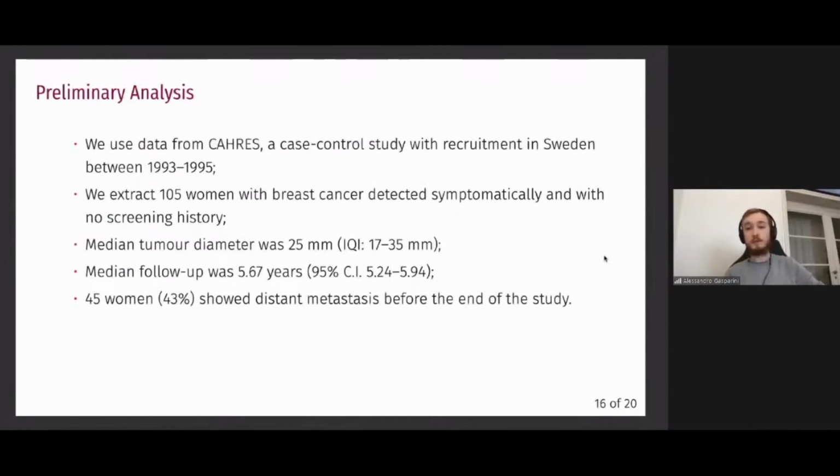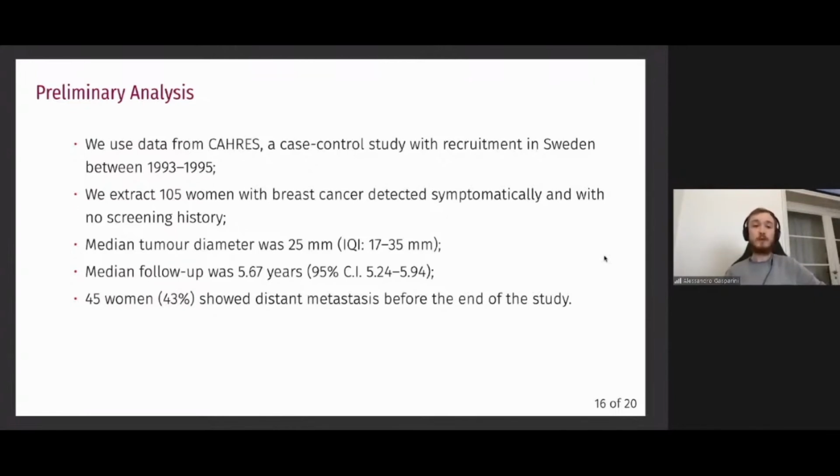Here we illustrate this model in practice. We use data from CARES, a case control study with recruitment in Sweden between 1993 and 1995. From CARES, we extract 105 women with breast cancer detected symptomatically and with no screening history. This is because the model that we illustrated so far focuses on a scenario in which screening is not possible, or is not present, I should say. So we extract these 105 women with median tumor diameter at detection of 25 millimeters.